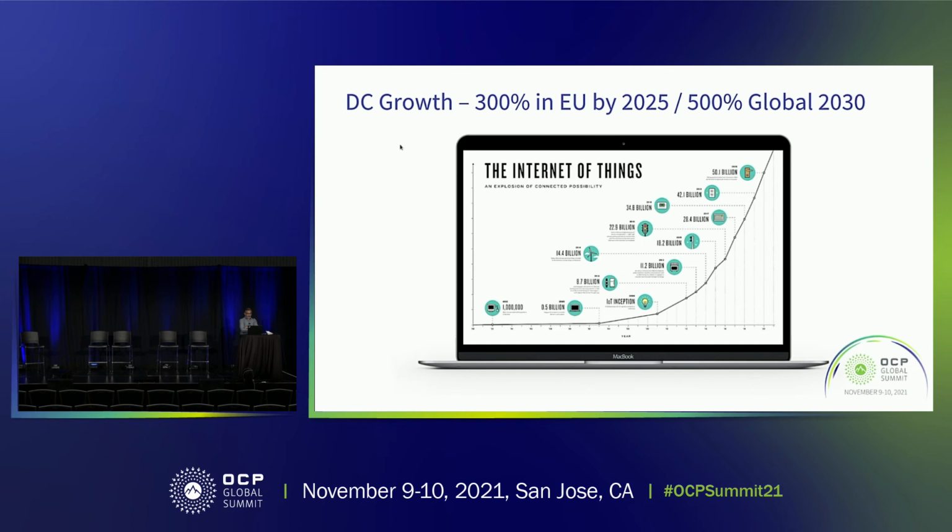All of this, of course, is incredibly important. We really need to do something now, because based on 2018 figures, the data center industry provision is going to expand 300% in the EU by 2025 and 500% around the world by 2030 as more services like Internet of Things, etc., become ubiquitous.